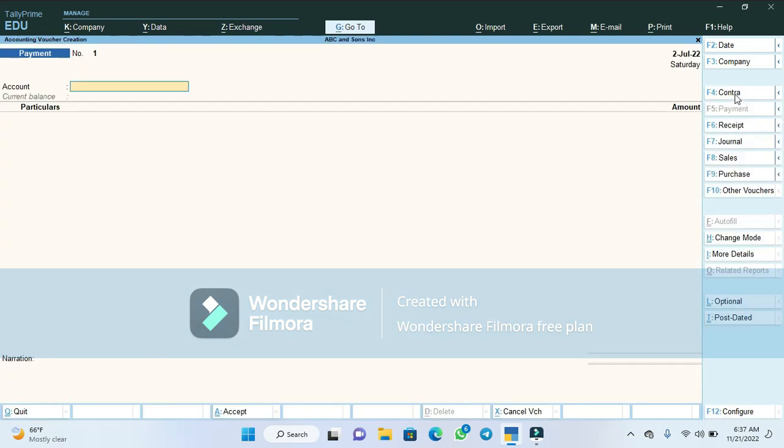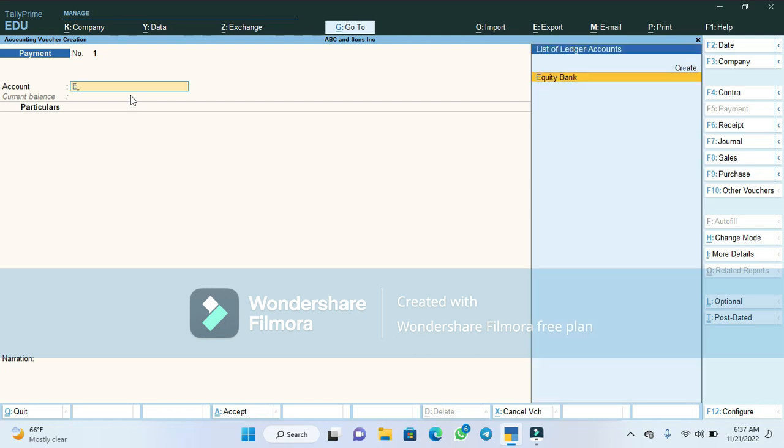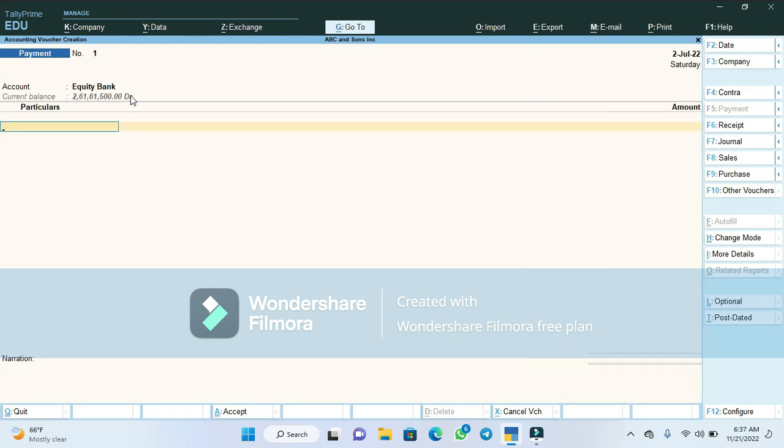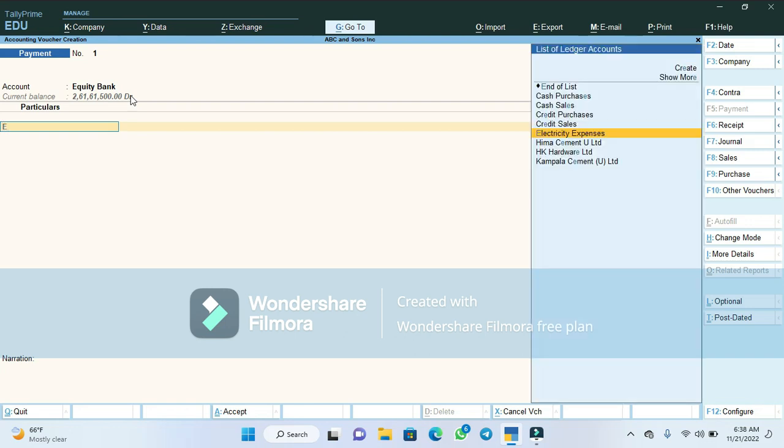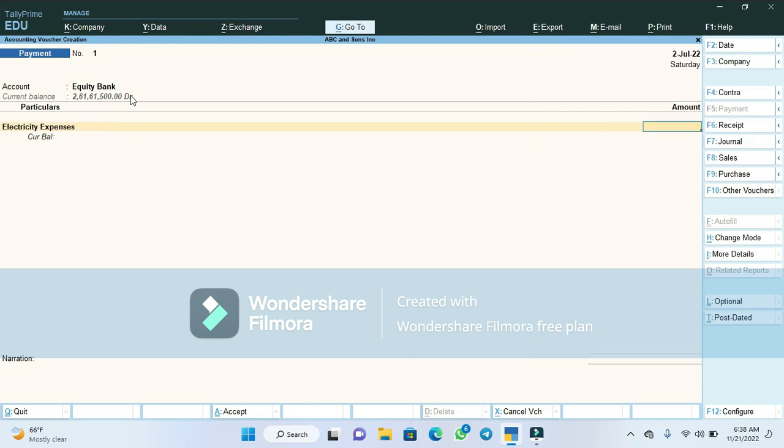Make sure you're not in contra, journal or sales, but payment. So select which account is going to make the payment. Let's say Equity Bank. Select whom we are paying or what we are paying for. Assuming we are paying for electricity expenses, select the electricity expenses account, and maybe we are paying 150,000 Ugandan shillings. Enter, enter, enter, enter.